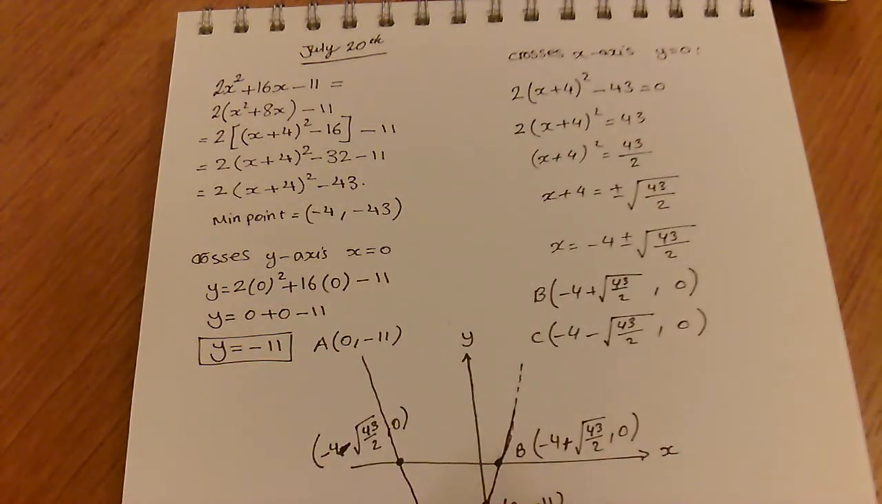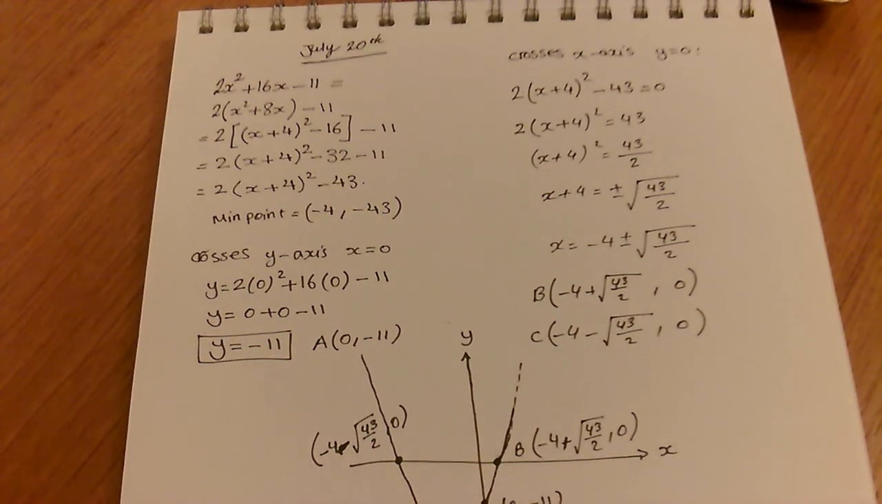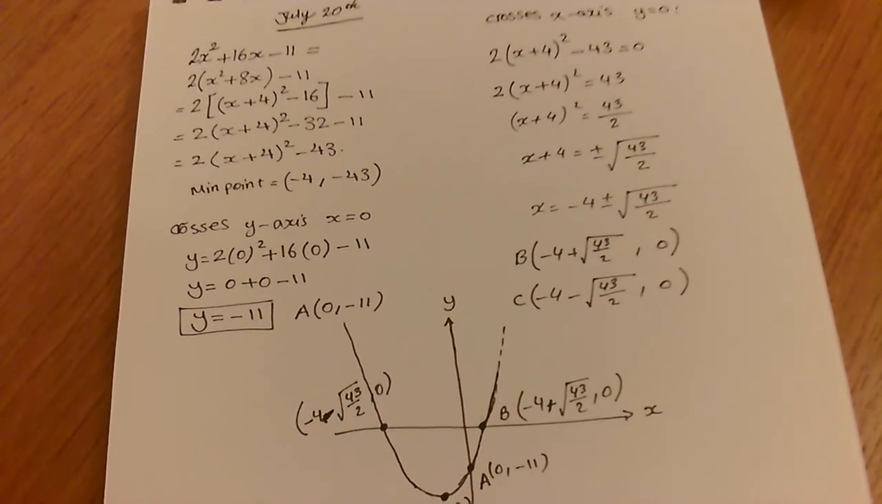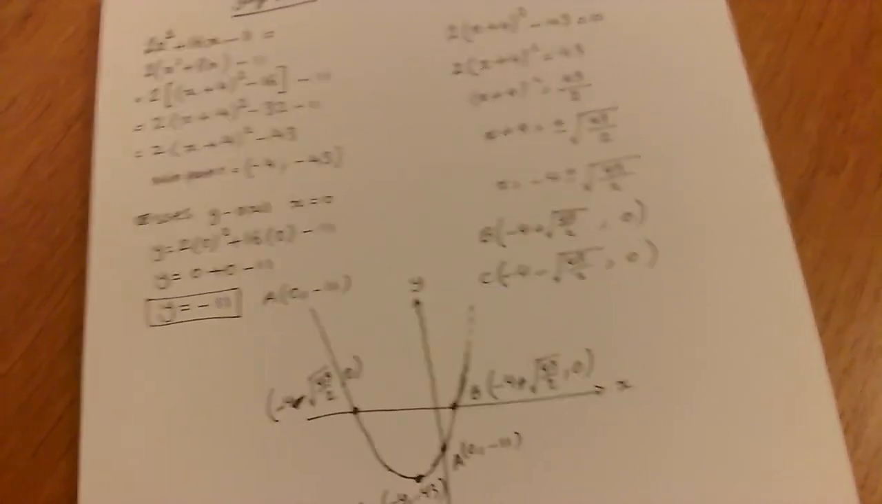Okay, now let's sketch the graph. So, x, y. So first of all, the graph is going to cut the y-axis at minus 11. Let's call this point 0 and minus 11, which is A.